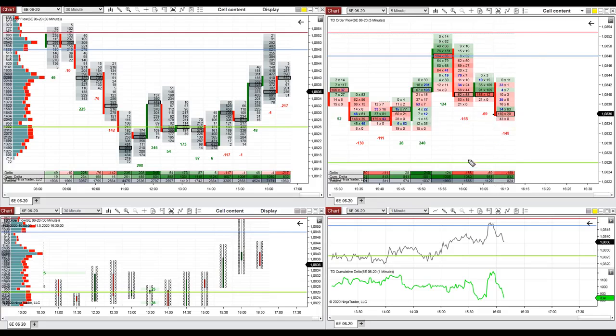More sellers. There's no sign of buyers. Buyers ran out of fuel and sellers are dominating the market. Look at Delta. Negative Delta.